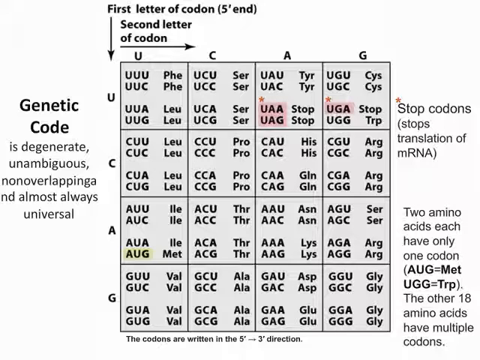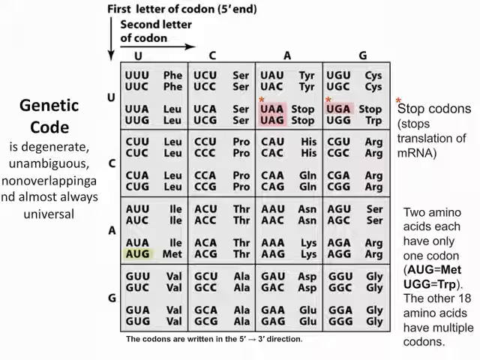So it's degenerate because each amino acid may have more than one codon. For example, phenylalanine has two codons: UUU and UUC. That's what makes it degenerate. So why is it unambiguous? Each codon specifies only one amino acid. If you look at UUU, that codon specifies only phenylalanine. If you look at AUG, that codon only specifies methionine.